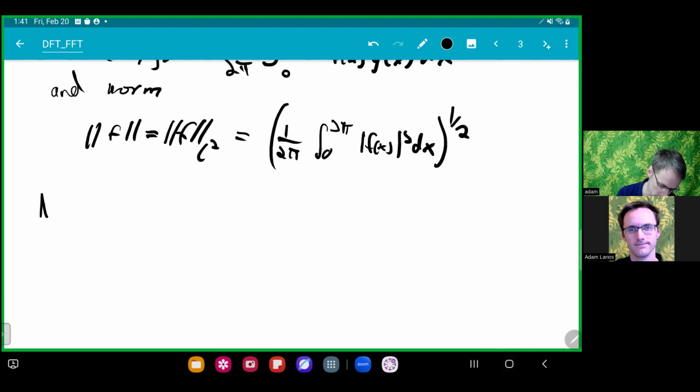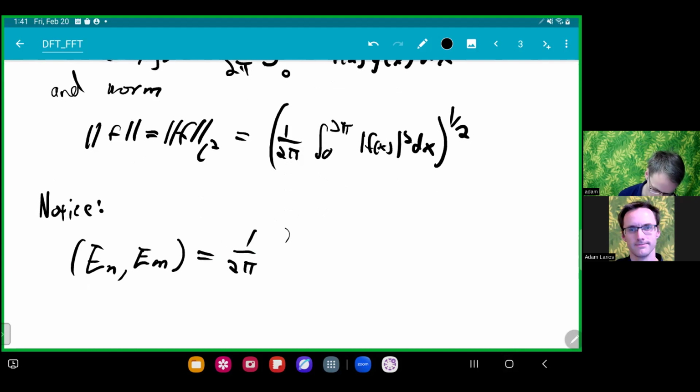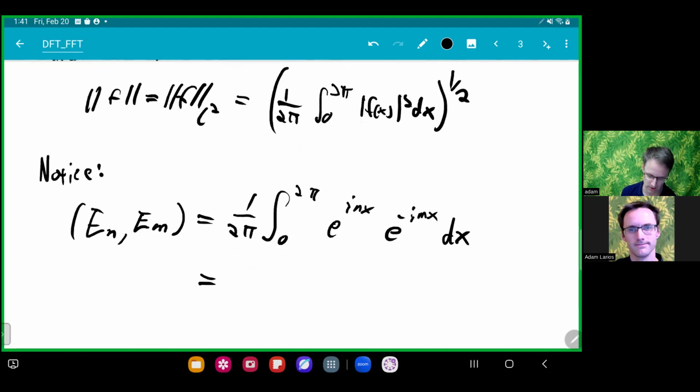So one of the first things to notice is that if we take the inner product of E_n with E_m, then this is just 1 over 2 pi times the integral from 0 to 2 pi of e to the i n x, times the conjugate of e to the i m x. The conjugate of e to an imaginary number is just e to the negative of that same number. So we get something like this. And then if n is equal to m, then we just have e to the 0 here. So we integrate from 0 to 2 pi and get 2 pi, then divide by 2 pi, we would get 1 if n is equal to m.